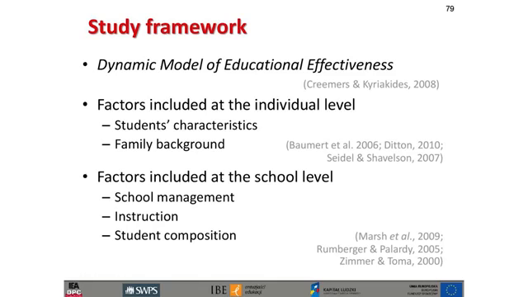We used as a frame the dynamic model of educational effectiveness, but we didn't apply the entire model. We tried to consider as much as possible from this model, but of course it is very challenging to include everything. So the factors that were included at the individual level are student characteristics, and I will show in a minute which ones, but also the family background. Then at the school level, we included school management, instruction, and student composition.